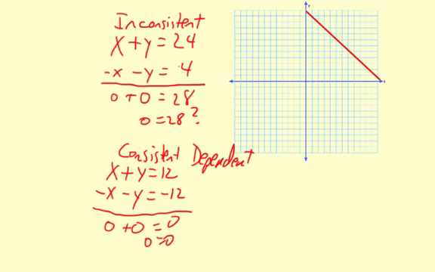This inconsistent situation, it would actually be two parallel lines on the graph, and of course parallel lines never intersect, so there are no solutions there. So that's the big picture for this lesson.